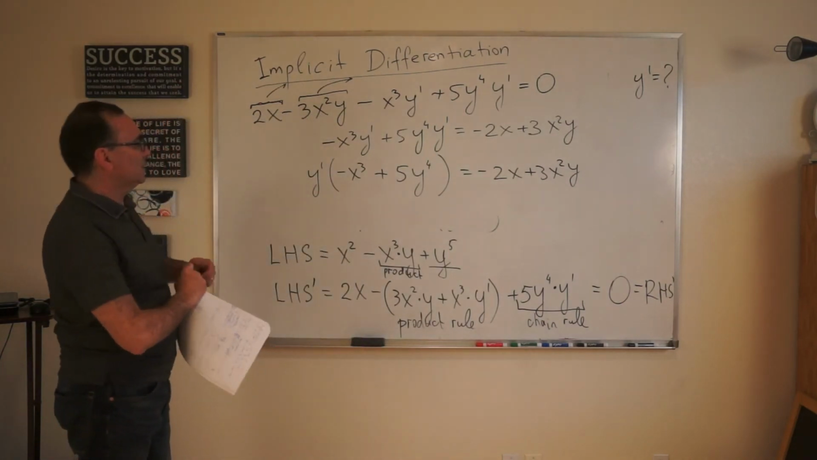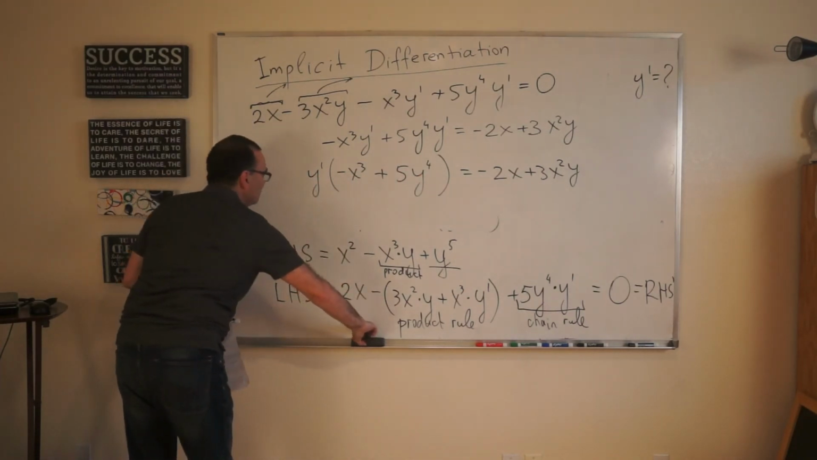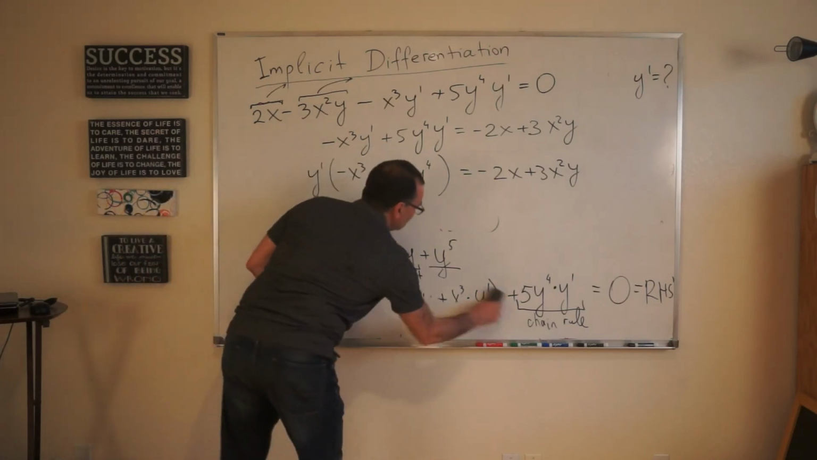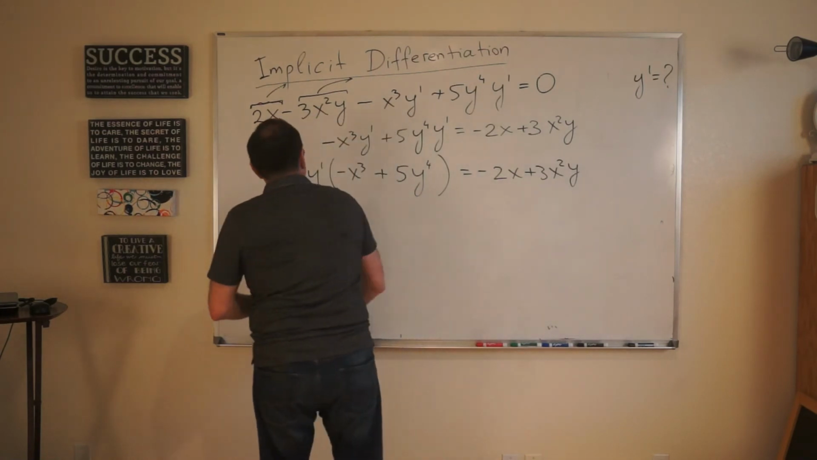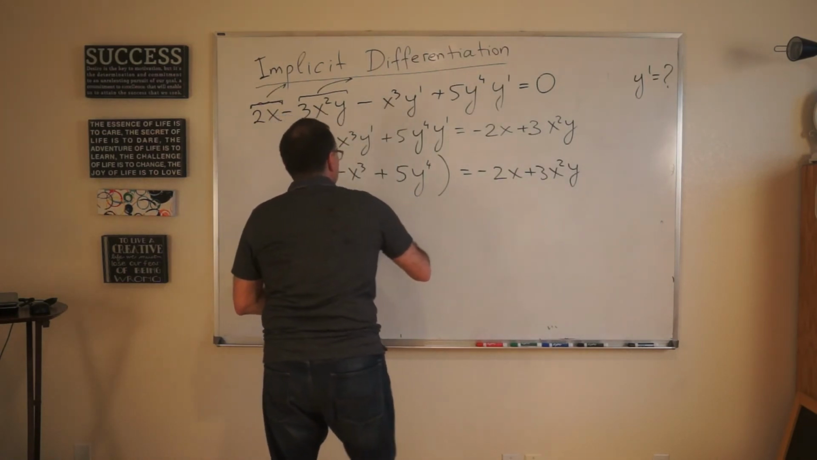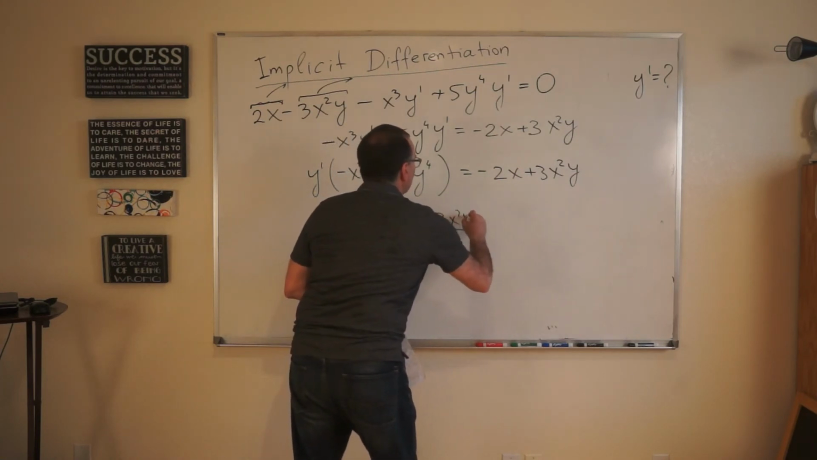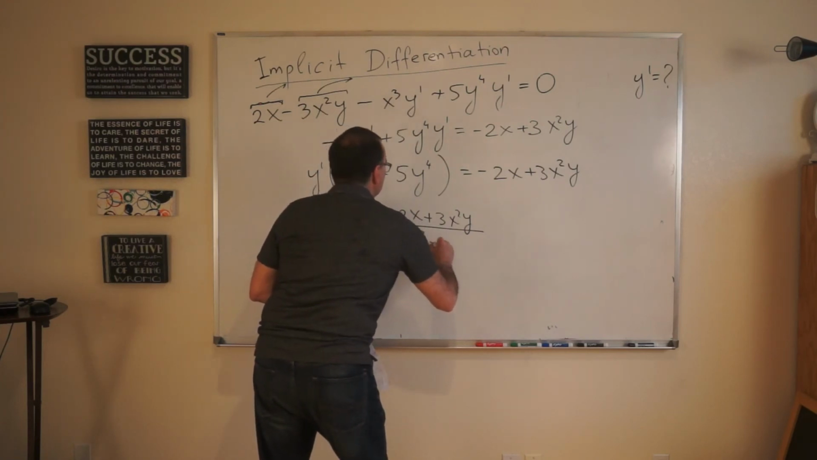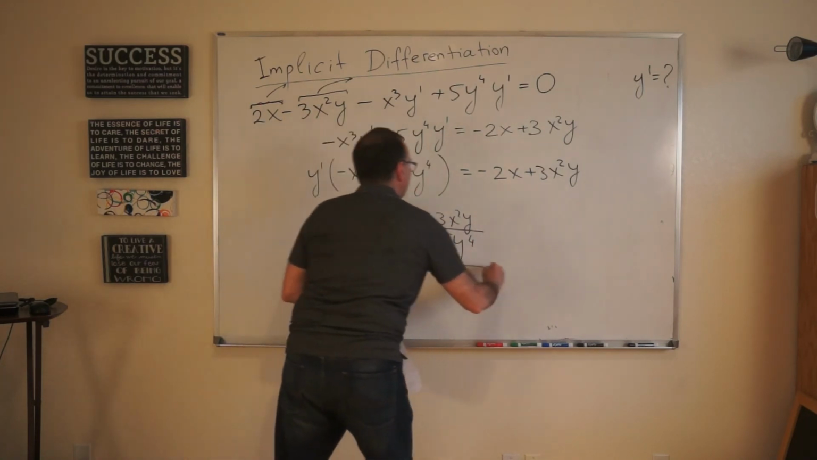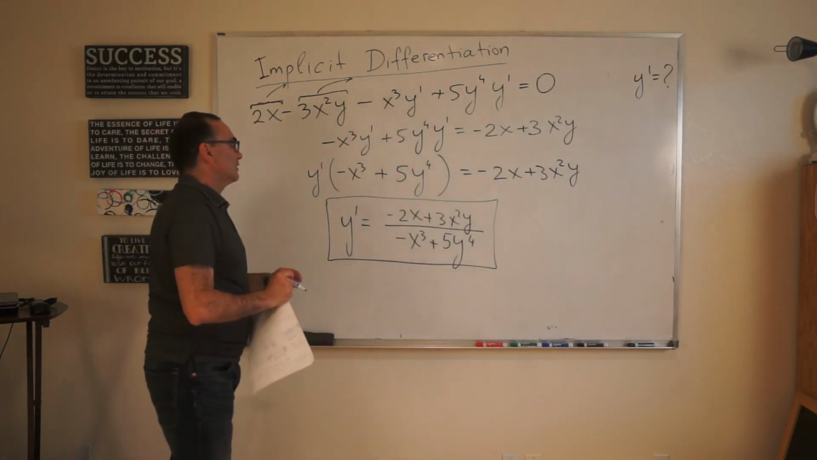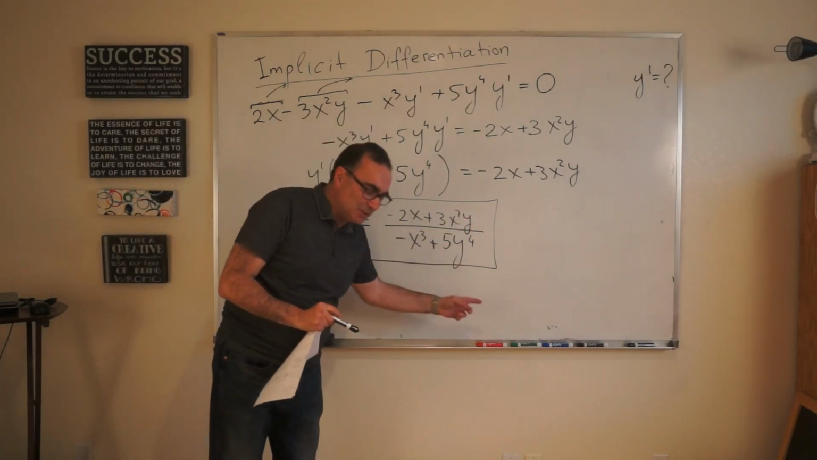And finally we just isolate y prime by dividing both sides by this factor of y prime, and it becomes y prime equals this over that, so minus 2x plus 3x squared y, divided by minus x cubed plus 5y to the fourth. So that's it. I have found an expression for the derivative of that function. Of course this expression involves both x and y, but still we found that expression.